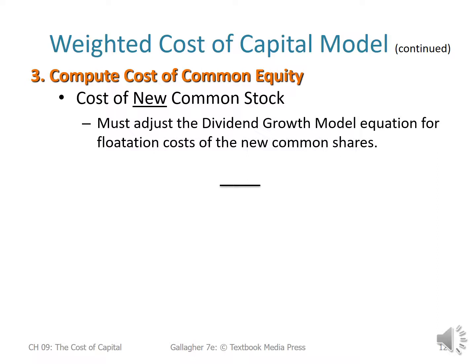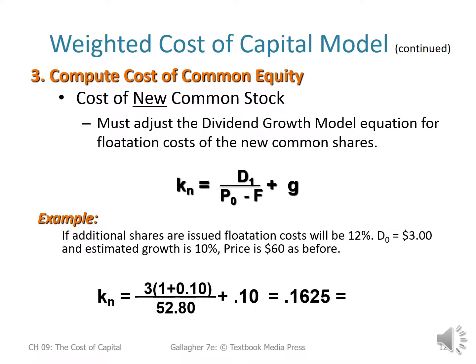Cost of a new common stock must adjust the dividend growth model equation for flotation cost of the new common shares. The same example, if additional shares are issued, flotation cost will be 12%. Dividend at present is $3 and estimated growth is 10%. The stock price is $60 as before. So the new cost is 16.25%.